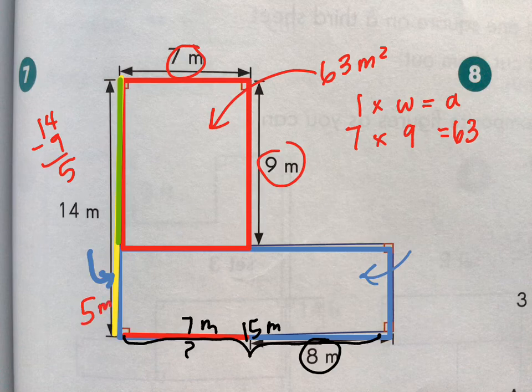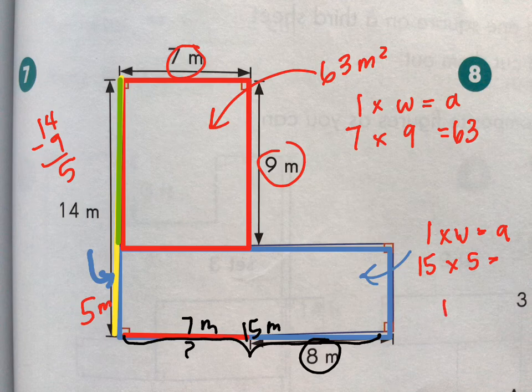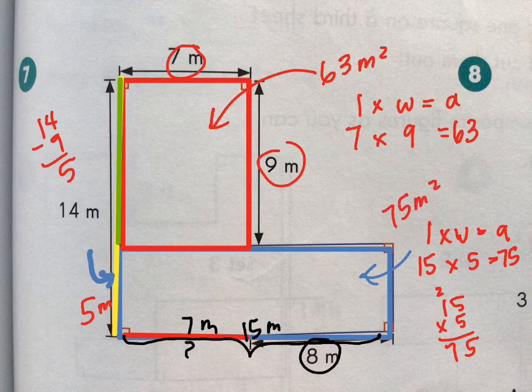And so now I know the length, I know the width, so I can find the area. So the length of this side that we found was 15, and the width was 5. So if we take 15 times 5, that would be 75. And so the area of this blue rectangle is 75 meters squared.